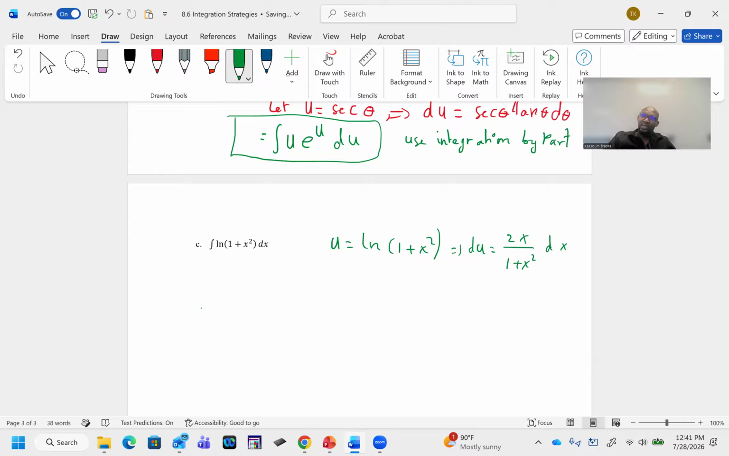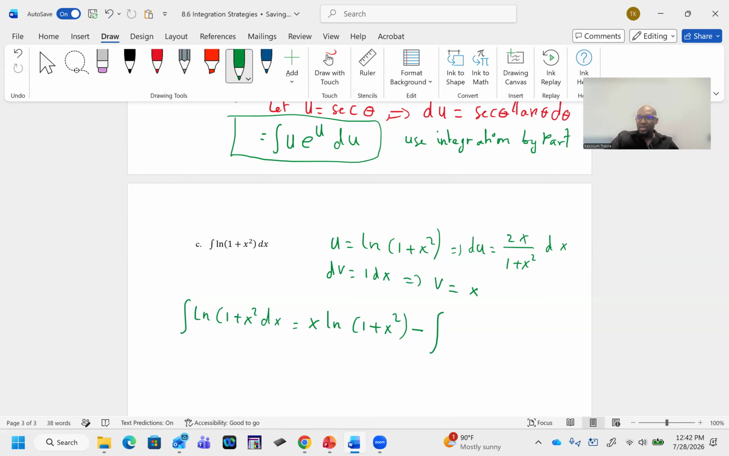And then dv would be 1 dx, right? Which means v would be equal to x. So if I do that, the integral of ln of 1 plus x squared dx will be u times v. So we'll have x ln of 1 plus x squared minus the integral of v du.